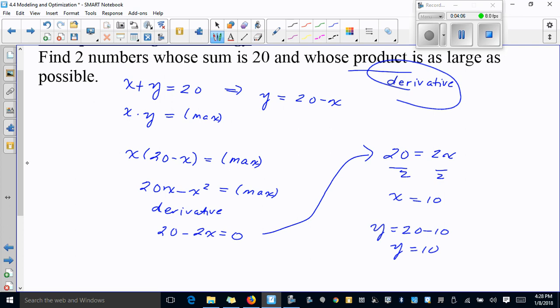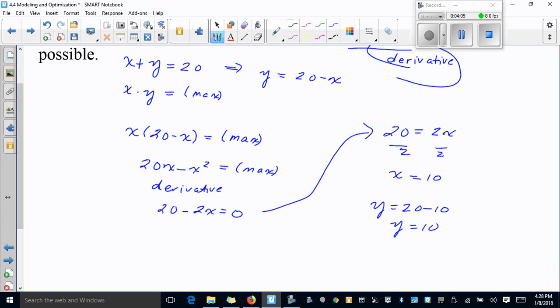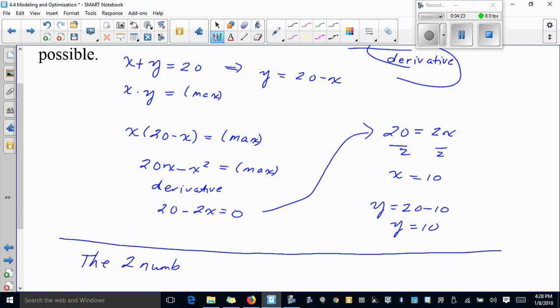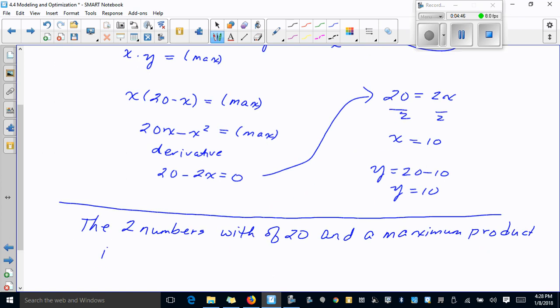So the two numbers with a sum of 20 and a maximum product are 10 and 10.